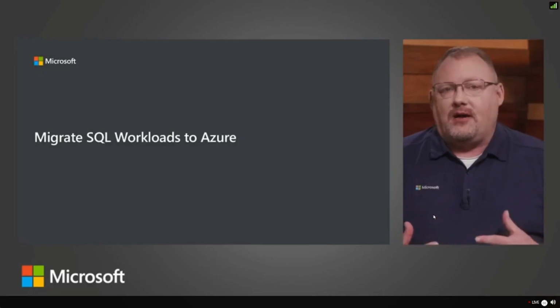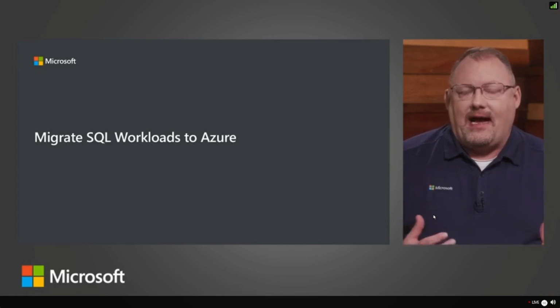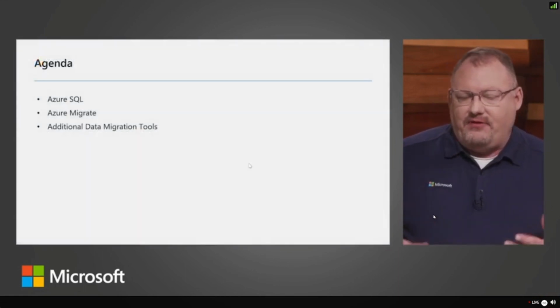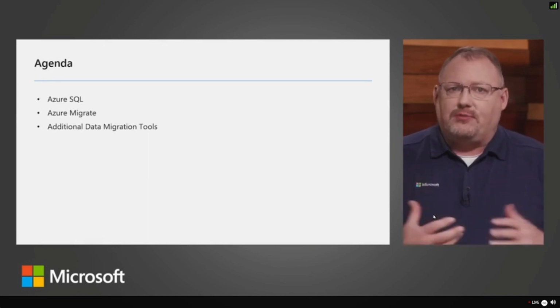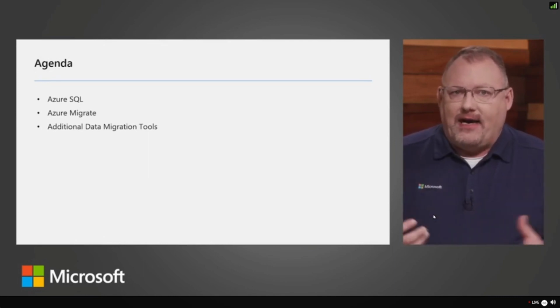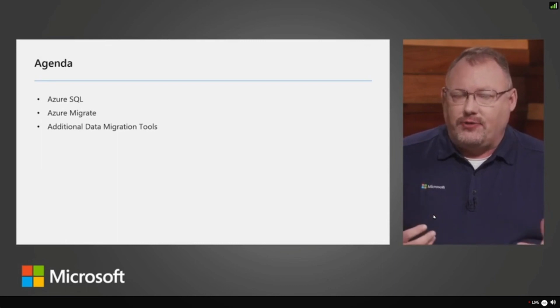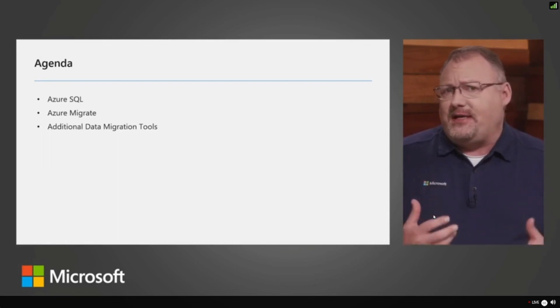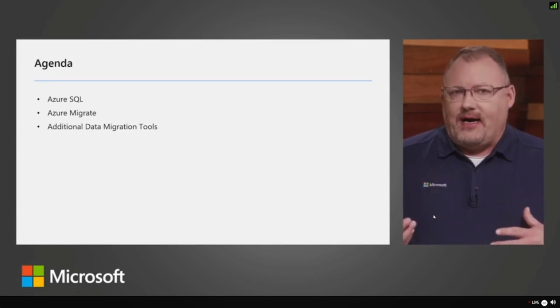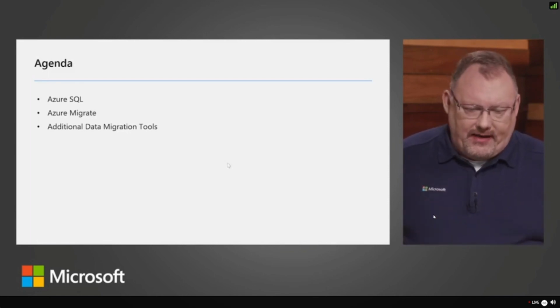All right, in this module, we're going to talk about how to migrate SQL workloads to Azure. And what we're going to talk about is kind of 3 big areas. We're going to once again refresh on Azure SQL and the choices we have. We're going to talk about Azure Migrate, and then we're going to finish with data migration tools. Specifically, we're going to spend some time with DMA and take a look at what that tool does to feed the Azure Migrate environment and where we want to do our migrations.